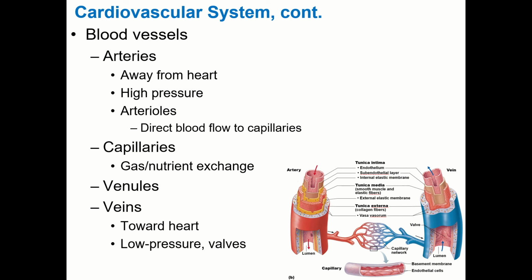But because they're a low pressure system, they also have valves in them to prevent backflow, particularly in the lower body. And so you can see the valve here. So what will happen is, let's say this vein is in our calf musculature.